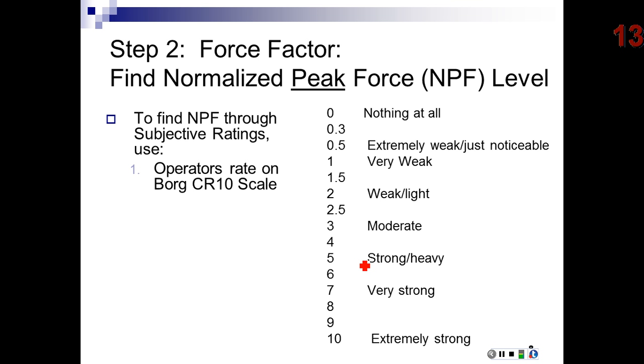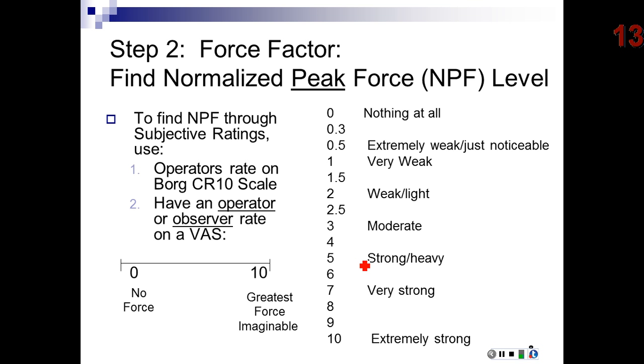Okay, so to find the normalized peak force, you can have the operator indicate what level of force they think they're exerting. You can also have an operator or observer rate on a visual analog scale, such as the 0 no force up to the 10 greatest force imaginable. Okay, so the operator can do this. You can have them mark the scale, or based on your observation of the task, you can also rate how much force you think they're exerting. Okay, so those are options.